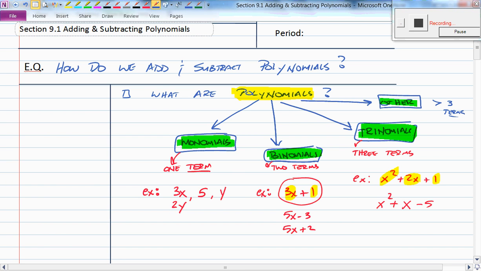All right? So what I want you to take away from this first box is polynomials are a collection of terms using addition or subtraction. A collection of monomials, really. And there are 3 different types that we're going to talk about in this classroom. We're going to talk about monomials. They have 1 term. Binomials. They have 2 terms.